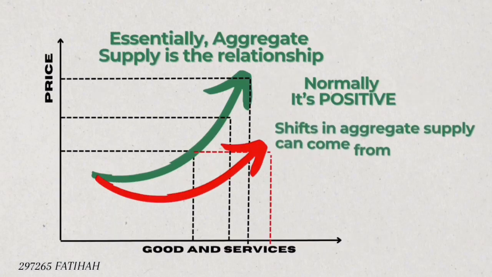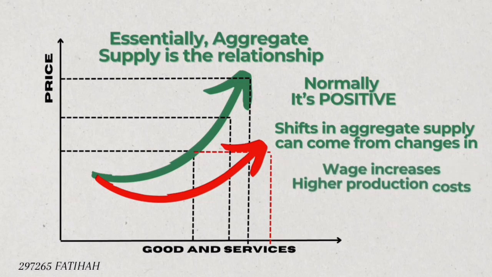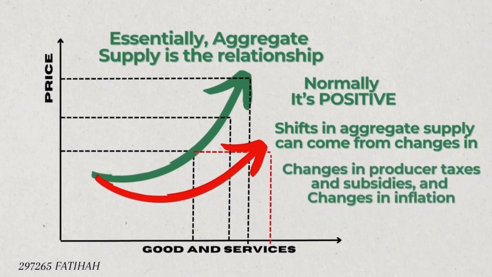Shifts in aggregate supply can come from changes in the size and quality of labor, technological innovation, wage increases, higher production costs, changes in producer taxes and subsidies, and changes in inflation.